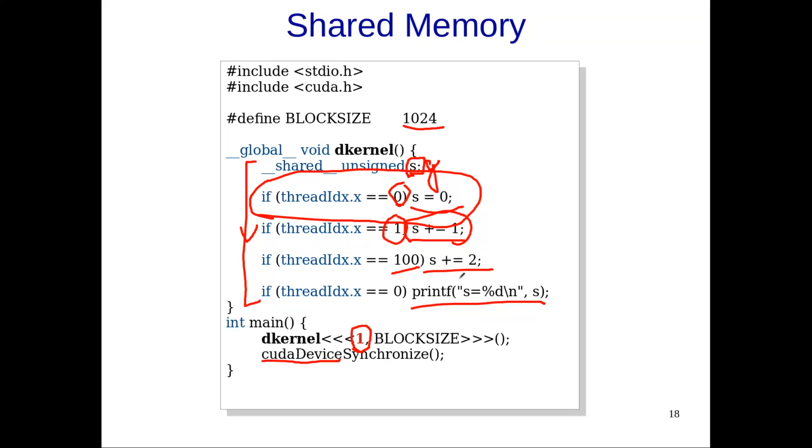When can thread 0 print? Is it possible that it prints before thread 100 performs this s plus equal to 2? Yes, that is possible. But printf cannot happen before both of these get executed because they are part of the same warp. Thread 0 is going to execute s equal to 0. Thread 1 of the same warp is going to execute s plus equal to 1. Without these two statements, printf cannot happen. Okay? But it's possible that printf might happen before s plus equal to 2 or after s plus equal to 2 or in parallel to that.